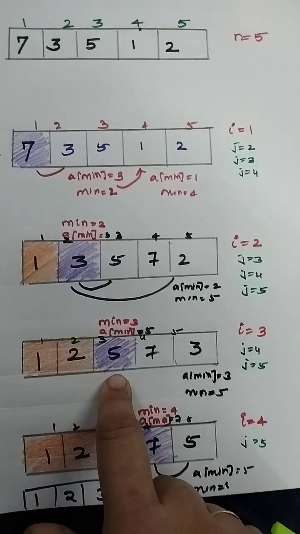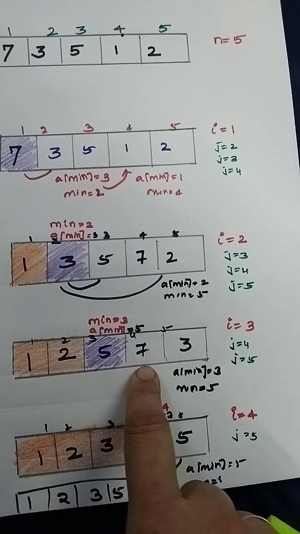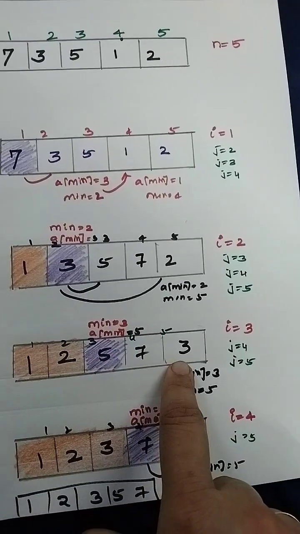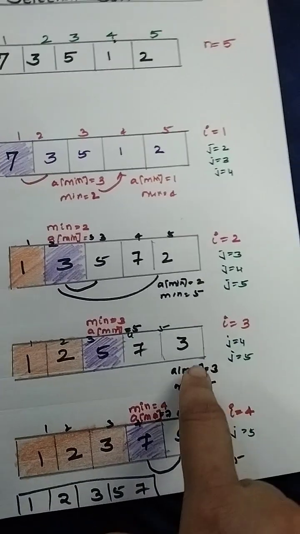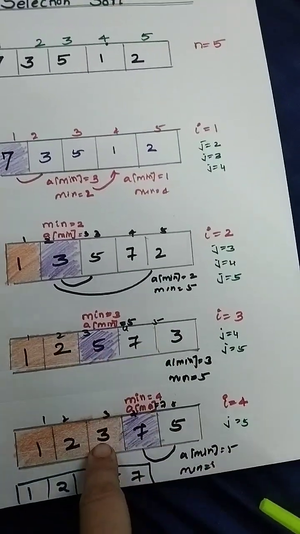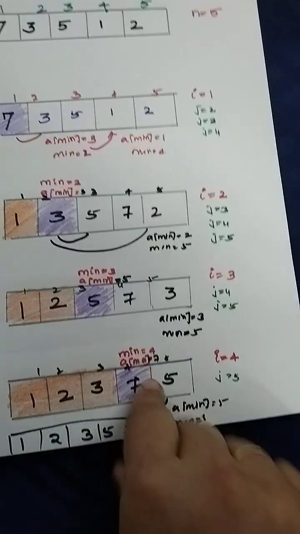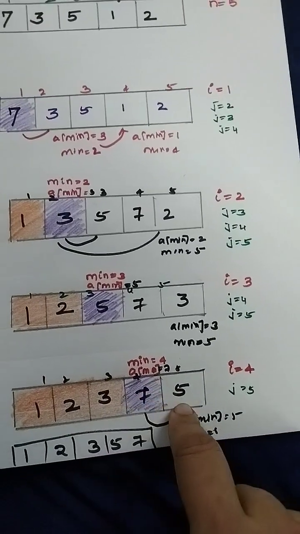Next you have to take the third element as minimum. The third element is 5 here. 5 is compared with the rest of the elements, 5 is compared with 7, 5 is compared with 3. When 5 is compared with 3, 3 is less than 5, so minimum becomes 3 and 3 is swapped with the third element. That is, 3 is here and 5 is here.